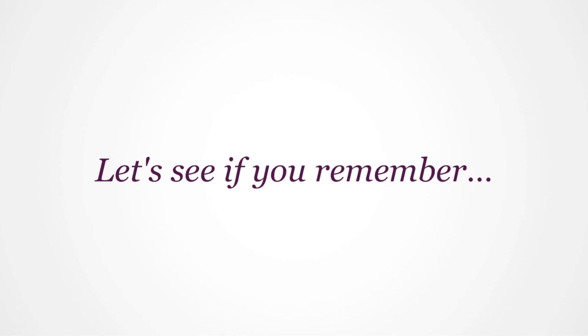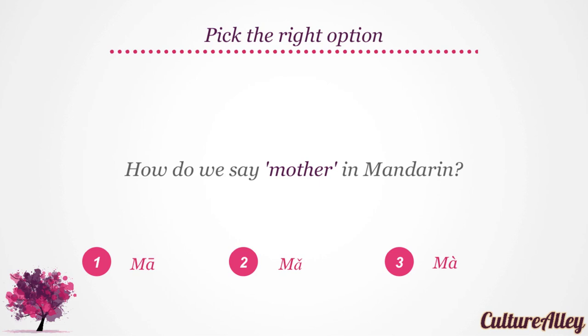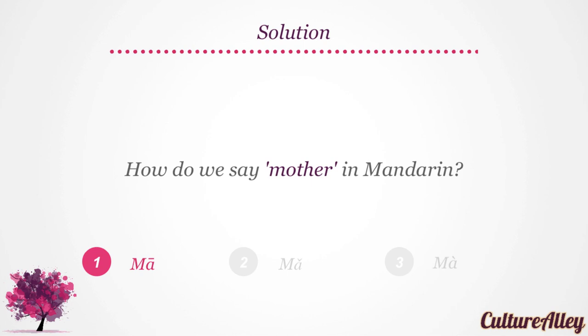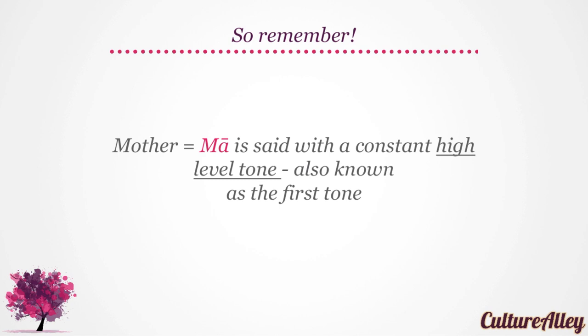All right, it's quiz time. Let's see if you remember all that we've covered till now. How do we say mother in Mandarin? Will you say ma or ma or ma? The correct answer is ma. Did you get that right? Ma. Great! So remember, mother, which translates to ma, is said with a constant high-level tone, also known as the first tone.